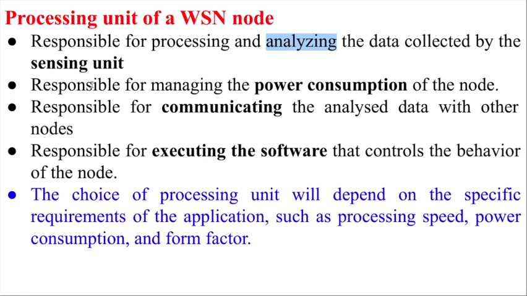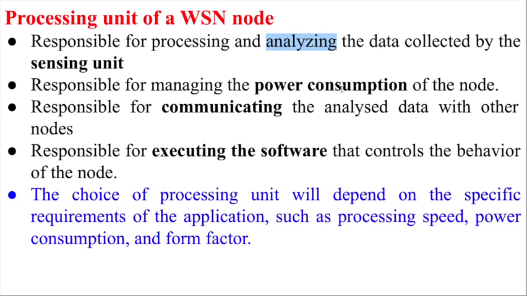Another responsibility of the processing unit is managing the power consumption. Wireless sensor networks, as we already saw, are deployed in forest areas, on rivers and other places, and these nodes are battery powered. Batteries usually have no replacement or recharging mechanism. So in that case, whatever the battery capacity is, that is the lifetime of the node. And the lifetime of the node directly impacts the lifetime of the wireless sensor network.